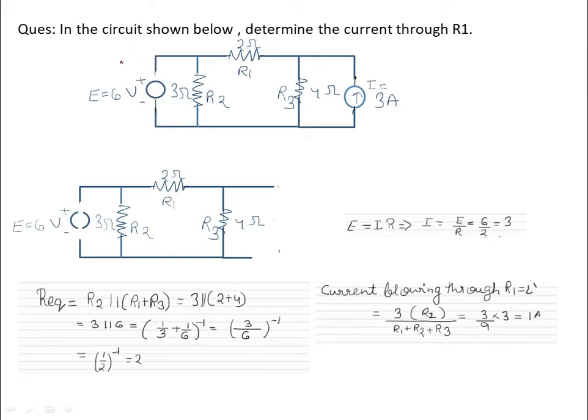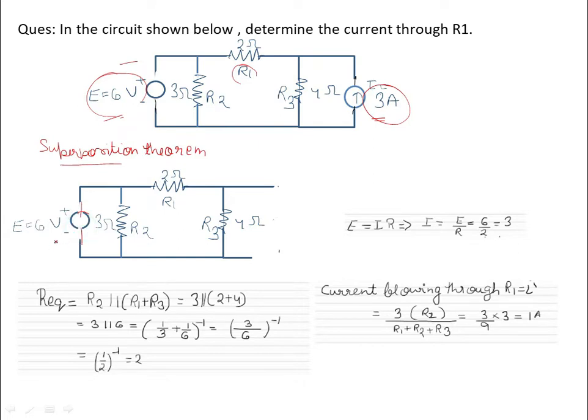We have a circuit shown here, and you have to find the current flowing through this R1. In this case we have two sources, one voltage source of 6 volt and another is a current source. According to superposition theorem, we'll find the response of each individual source first, then we'll combine them. So we'll start with this voltage source E.